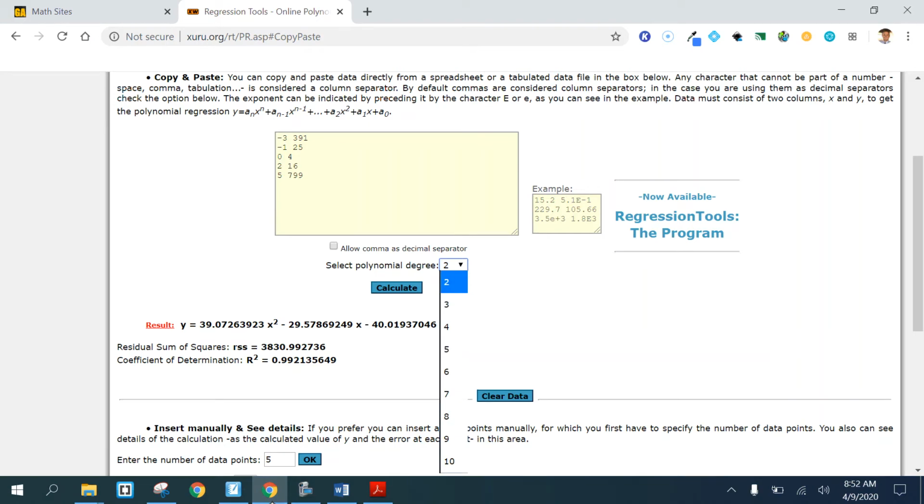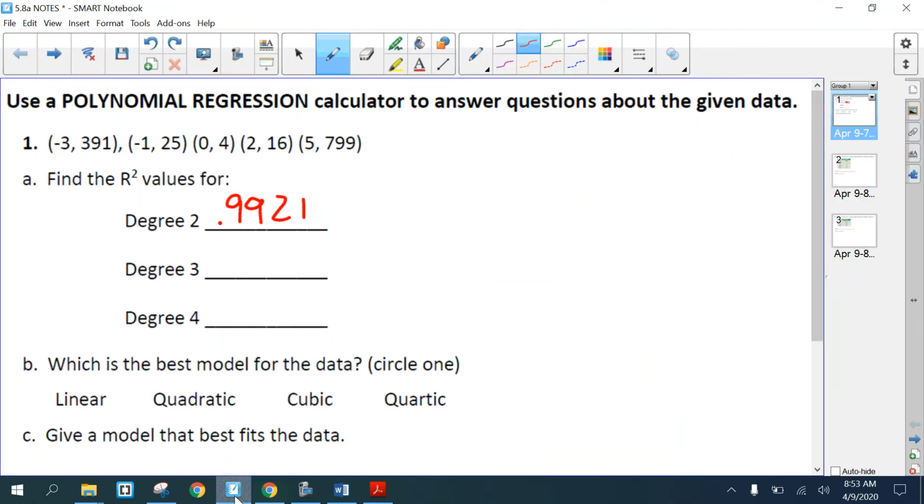So let's change it to a degree 3. Hit calculate, and you see the r squared value has changed. The equation has changed to an x cubed, because it's degree 3 now. But notice it says 9.95, and then at the end it says times 10 to the negative first. Remember, when we talk about scientific notation, that's going to take the decimal and move it one place. So really that's not 9.95, it's 0.99. So to 4 decimals, for a degree 3, it's 0.9959.